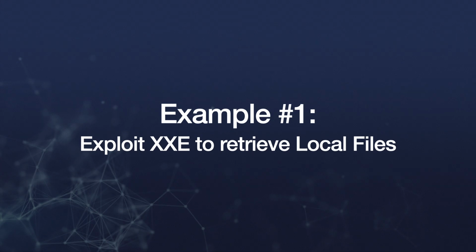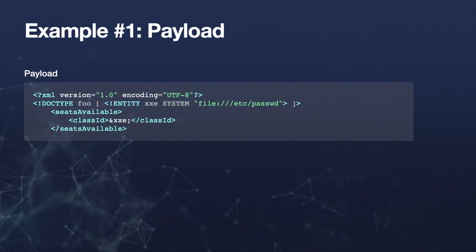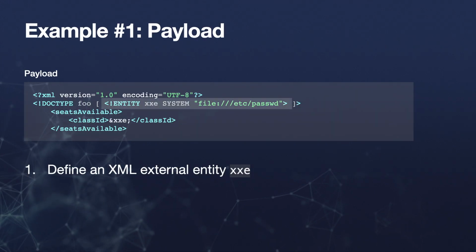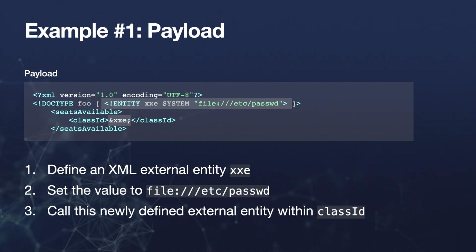We want to trick the server into performing actions within the context of the running application, which may have access to sensitive files. So in our payload here, we first define an XML external entity called XXE. We then set the value to file XXE password. We then call this newly defined external entity within class ID.